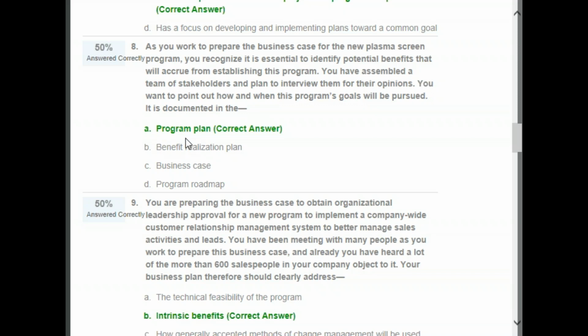Actually, I would rather say he should have written program management plan. This is the only mistake. Otherwise, this A is the right answer. The program plan is prepared in program strategy alignment. Among other things, it defines how and when the goals of the program will be pursued in each program component.